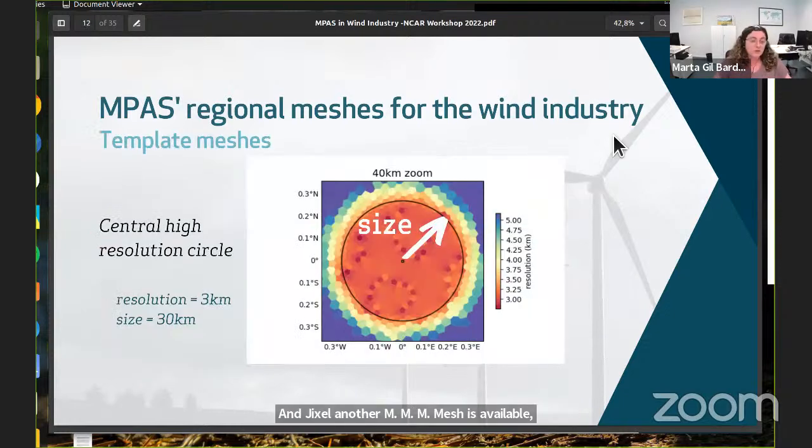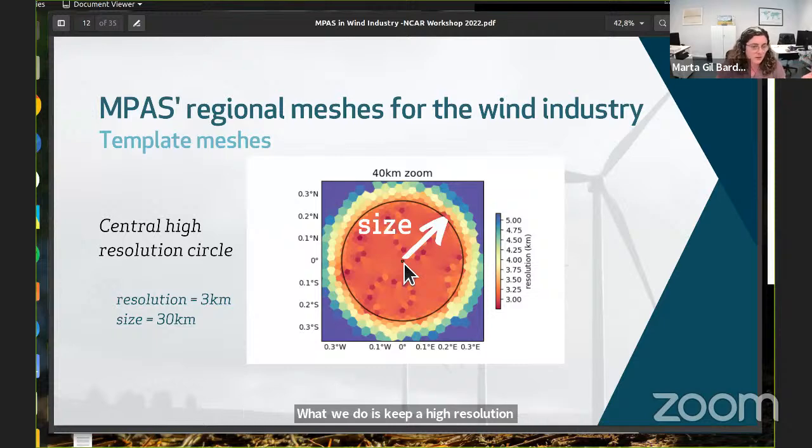Now I want to explain the template of the meshes that we have used and think are useful for wind industry analysis. What we have to keep in mind is that what we want to model is just one point, the central point of the domain. That's where we want to obtain a valid time series, and we really don't care about the rest of the simulation space. What we do is keep a high resolution area.